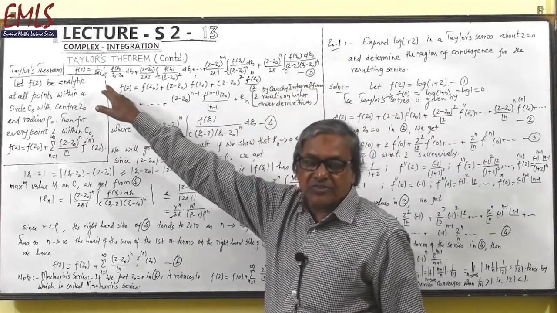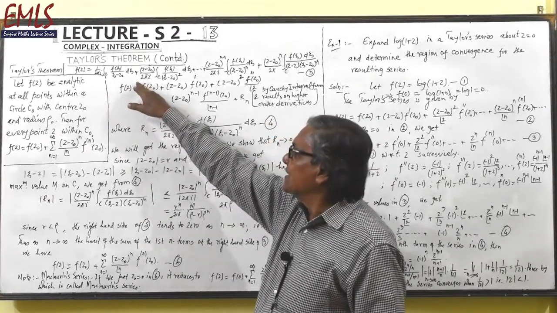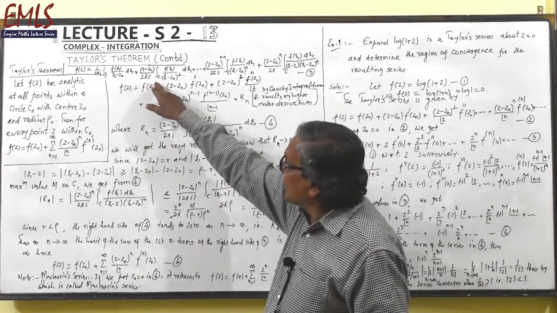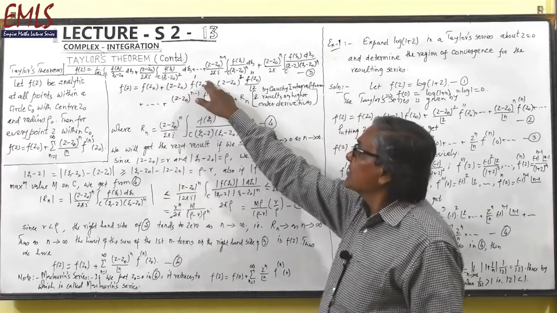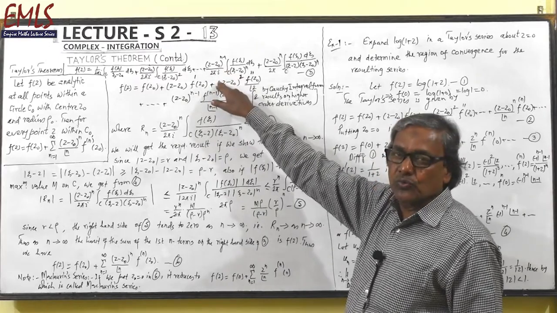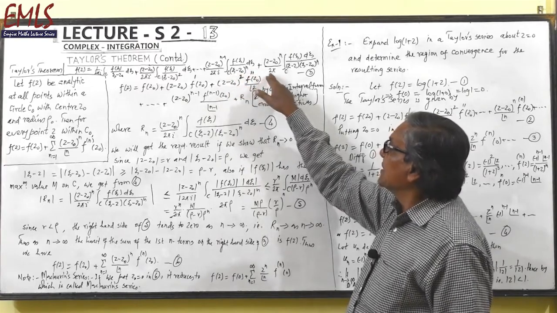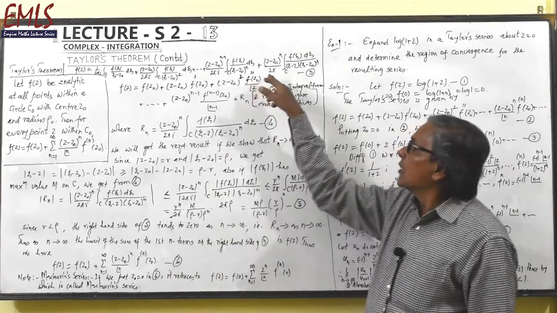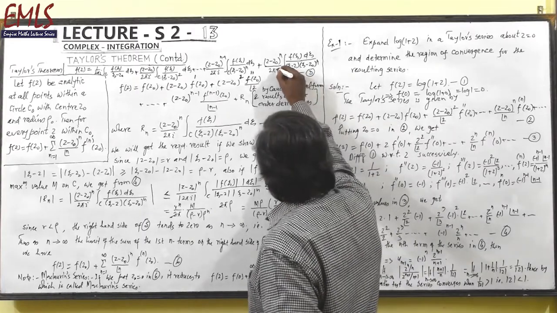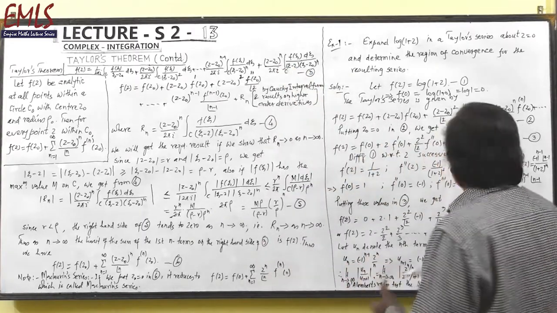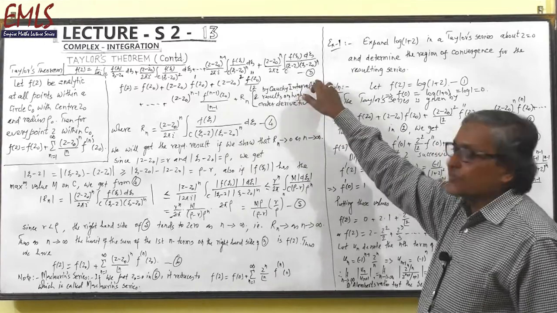Before this, this is equation number 3, which is f(z) equal to 1 upon 2 pi i integral over C f(xi) upon xi minus z0 d xi, plus (z minus z0) upon 2 pi i integral over C f(xi) upon (xi minus z0) whole square d xi, plus (z minus z0) to the power n minus 1 upon 2 pi i integral over C f(xi) upon (xi minus z0) power n d xi, plus (z minus z0) to the power n upon 2 pi i, it must be 2 pi i, integral over C f(xi) d xi upon (xi minus z) into (xi minus z0) to the power n. This was equation number 3.